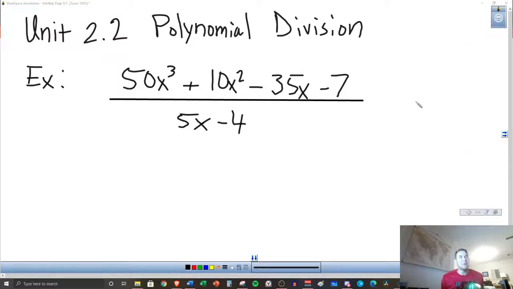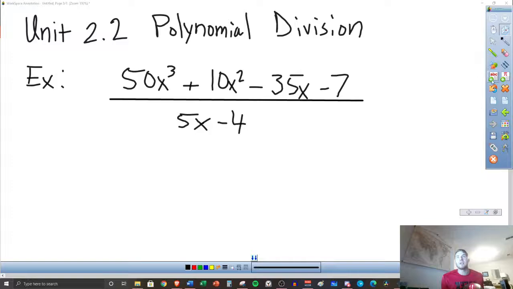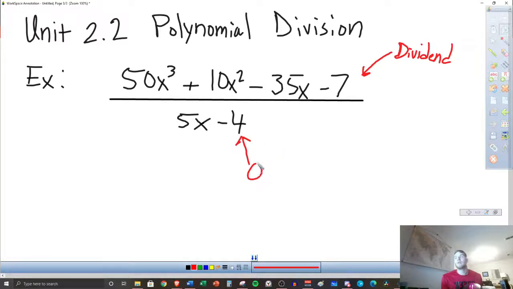But before we do it, we need to label these parts because I'm going to be going through distinct steps for you to be able to do this division, okay? So let's draw some arrows here. Go ahead and write this out. Up top, we have what's called the dividend. Down below, we have what's called the quotient.